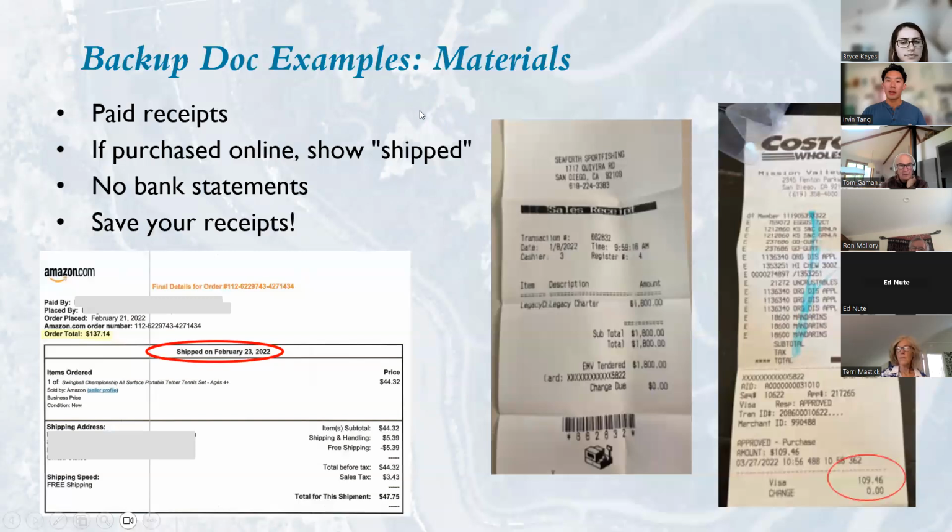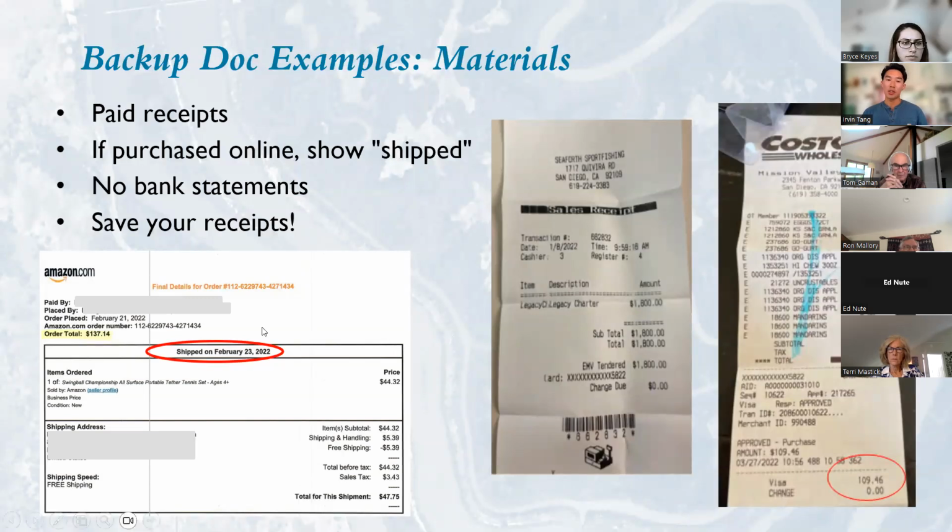Okay, so to go into more detail about the backup documentation, here are some examples that we asked you to provide on your grant. This includes any receipts for project materials that were purchased. We ask that you do not include any bank statements. We just need receipts and proof of purchases.